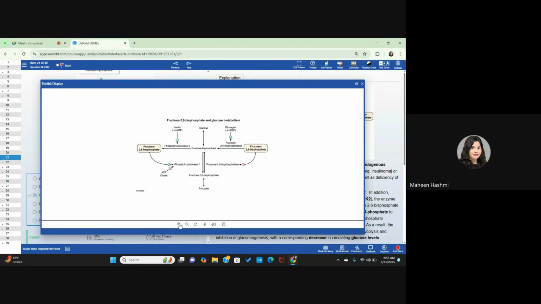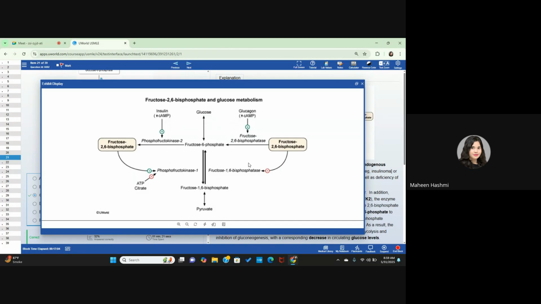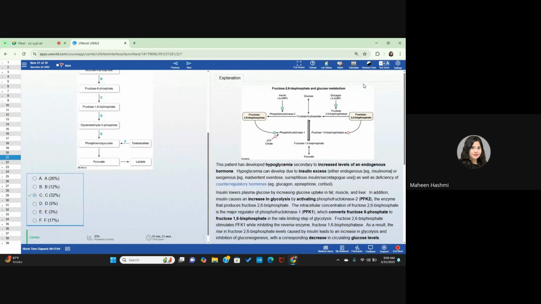If I zoom it to you, you will see that this is fructose 6-phosphate that's converting into fructose 2,6-bisphosphate by these enzymes. This is phosphofructokinase 2. Then over here, it's getting converted by phosphofructokinase 1. The enzyme is converting this to fructose 1,6-bisphosphate. Again, I always hated biochemistry. I still don't understand it to this day. But yeah, you have to memorize it. There's no other way around it.